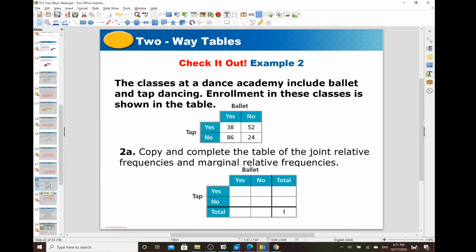And the classes at the Dance Academy include ballet and tap dancing. Enrollment in these classes is shown in the table. So copy and complete the table of joint relative frequency and marginal relative frequency. So basically just divide it. And then the total that you have right here, so you just want to divide that number by the overall total, yes or no. Okay.